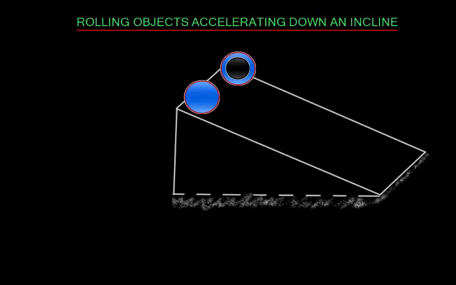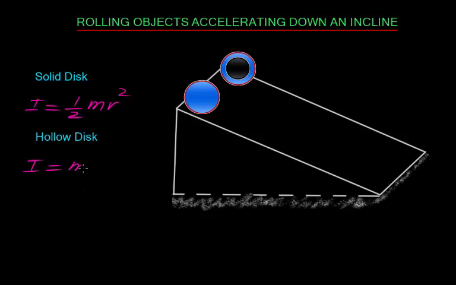of a hollow disk. Remember that the moment of inertia for a solid disk is equal to 1/2 mr squared, where m is the mass of the disk and r is its radius. On the other hand, the moment of inertia for the hollow disk is equal to mr squared. Notice that the moment of inertia for the hollow disk is larger than the moment of inertia for the solid disk, and this is due to the fact that the mass in the hollow disk is distributed far away from the main axis of rotation.